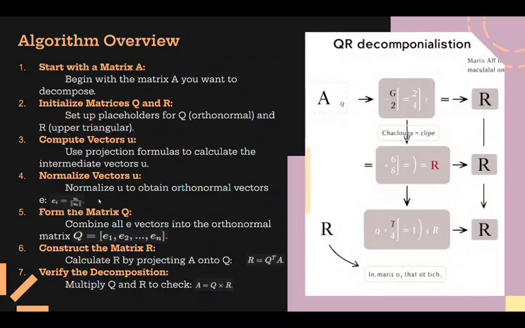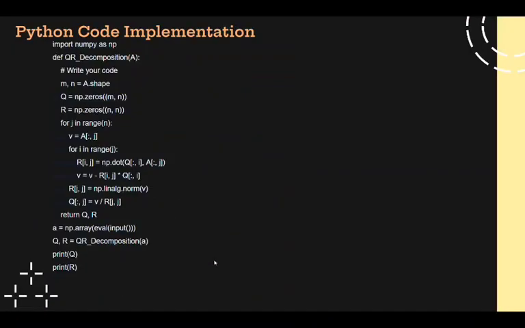And then we construct R. R is calculated by projecting A onto Q by the formula R = Q transpose A. And finally, we verify the decomposition by multiplying Q and R to check that A = Q times R. This ensures that the decomposition is correct.